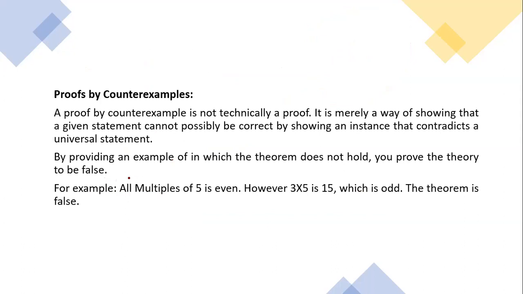And the next one is proof by counterexample. This is not used technically. We just give an example so you can understand what my counterexample is. All multiples of 5 are even. The statement given is that all multiples of 5 are even. But in one case, 3 times 5 is 15. This is not even, which is odd. The theorem is false.